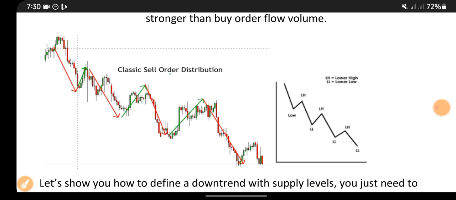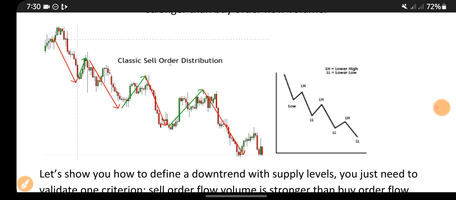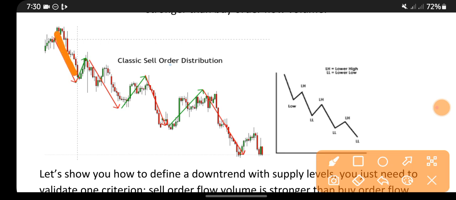Now once again, as you can see, when this one made a lower low, the price came to make a lower high. And as you can see, it didn't go to break this one. The price didn't go to break that one. So the price is still in a downtrend.